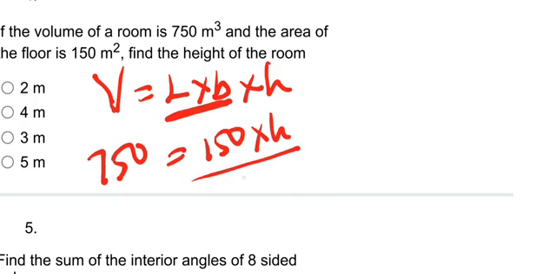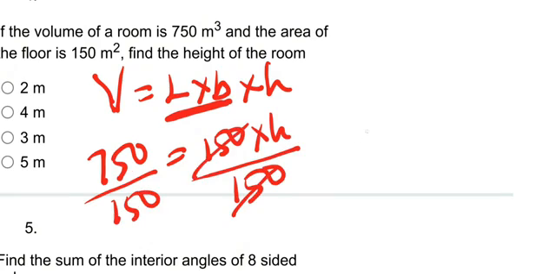So divide both sides by 150, 100 and 50. So this will cancel this. Then height will be equal to, when you divide this one by this, 5 meters. I hope this is clear.